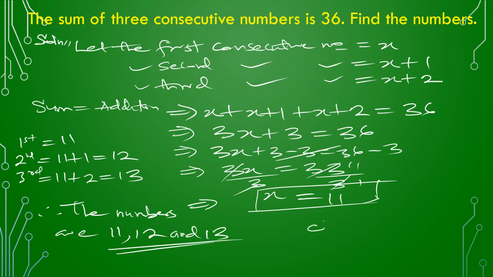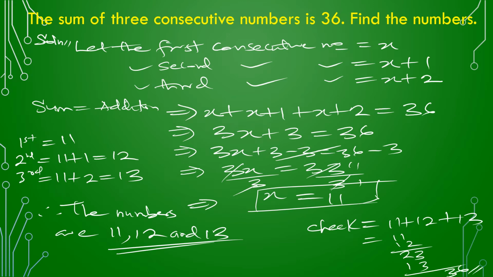Now, if you want to do a check, that's something we call check. They say the sum. So 11 plus 12 plus 13. Let's see if it's equal to 36. So 11 plus 12 is 23. 23 plus 13, you see, is 36. So that is the answer.